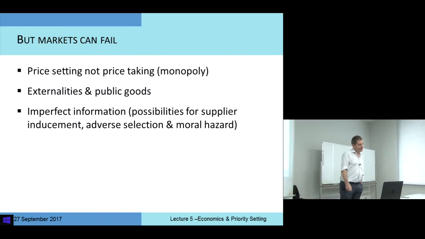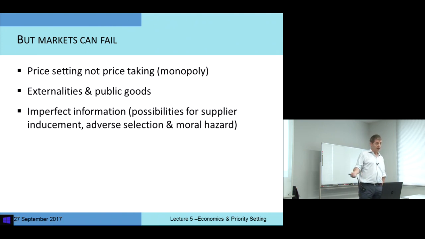But of course, markets can fail. One example might be we have price setting and not price taking. In other words, monopoly, which I showed you. Another example is externalities. And another example is public goods. And I'm going to move on to talking about them in a minute.